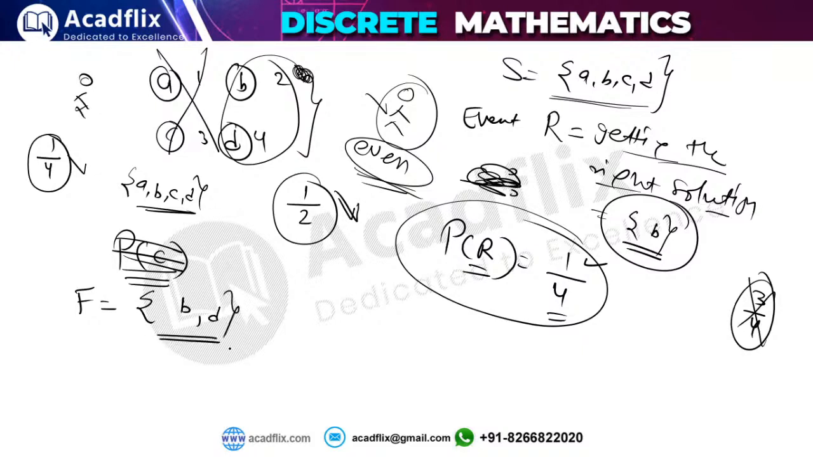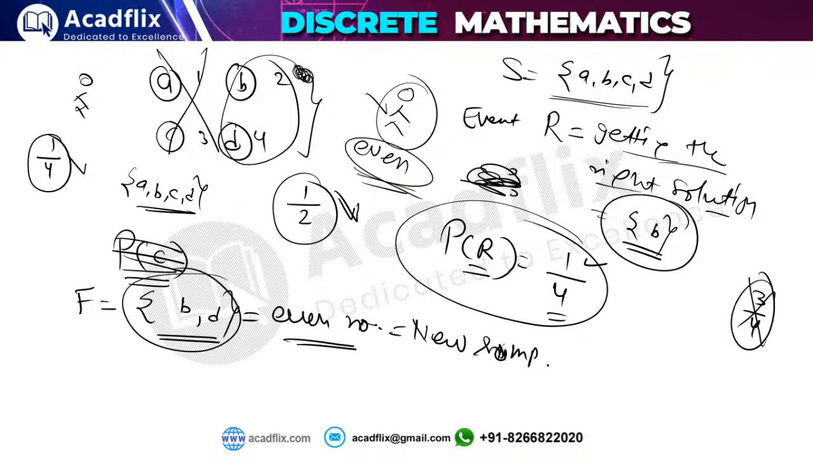This is your event F, option B or option D, because event F is basically an even number. Now your friend has told you that the answer is an even number. So this is the new sample space. Why? Because now these are the two options that are possible, B and D. A and C are not possible.